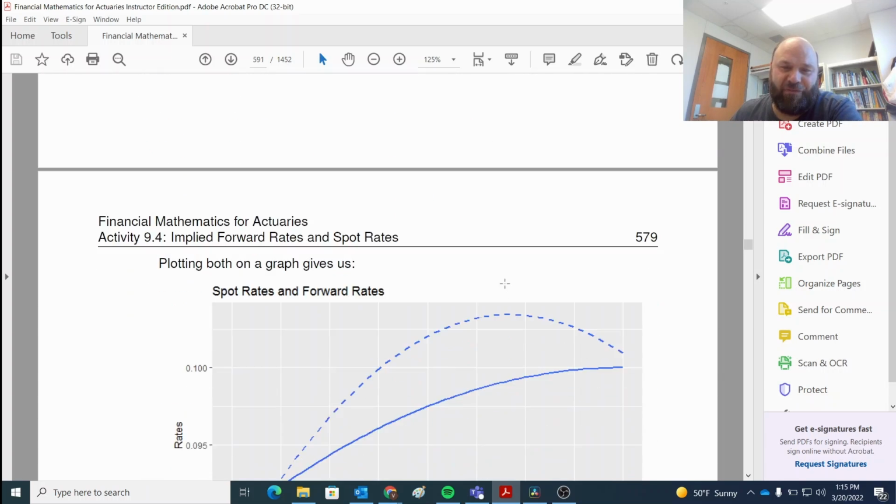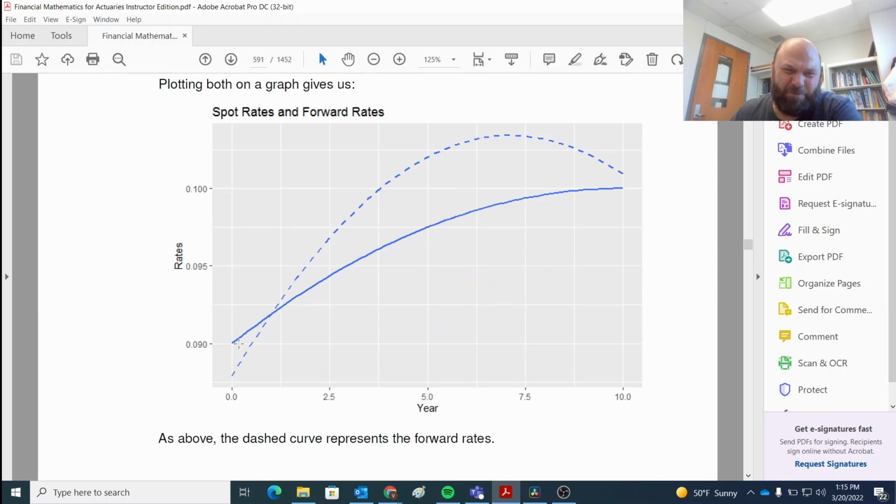And if we look at the graph, as before, I don't think this part belongs. The first rates are always equal. And you can see that the yield curve has this kind of quadratic shape, like it's approaching its maximum. The forward rates are in the dashed line, and they actually max out here, as we saw in the table, and start to shrink.